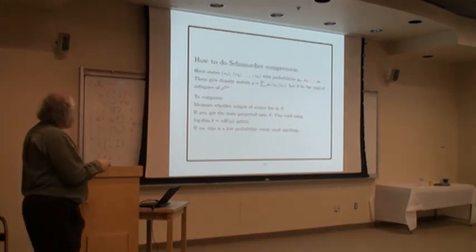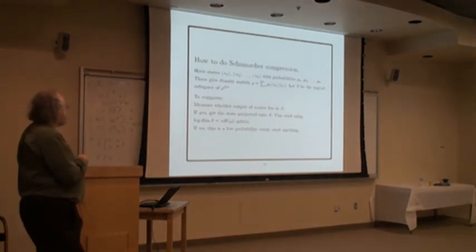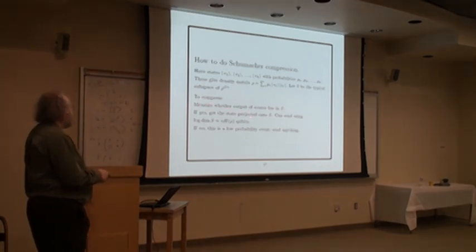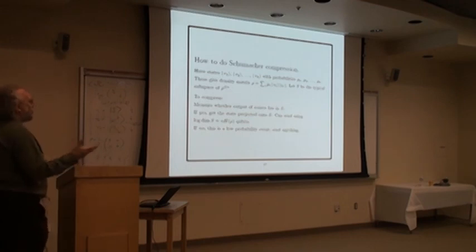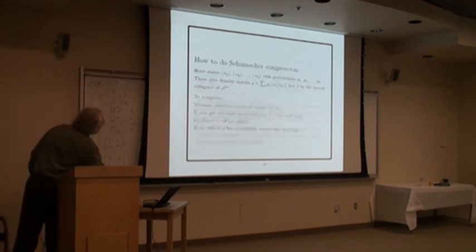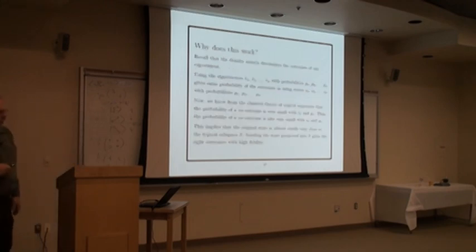So this works a lot like Shannon compression. You measure whether the output is in the typical subspace. And if yes, then you can compress the typical subspace to n times h of rho plus a little n qubits. And if no, well, your encoding is not going to work, but it doesn't matter because this happens with very small probability.